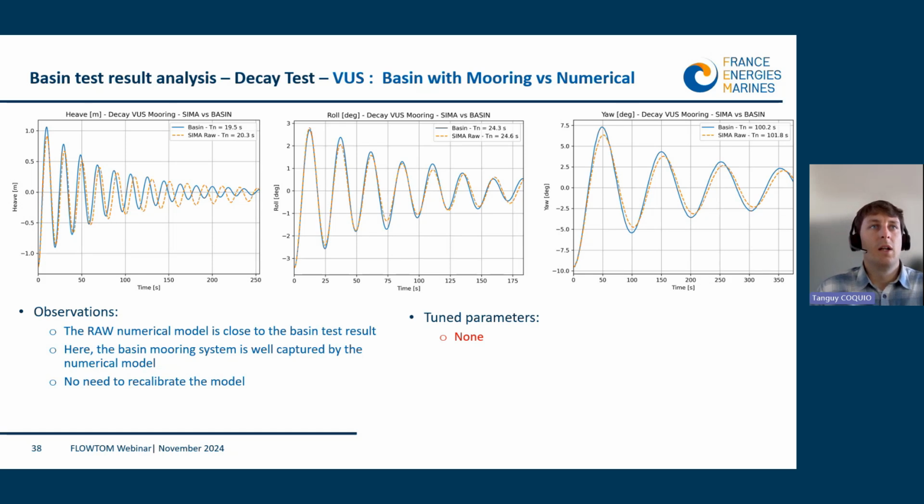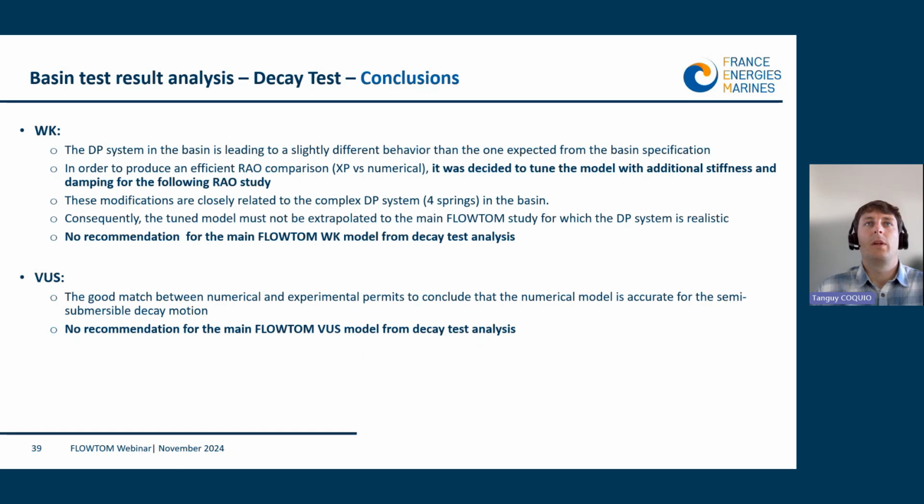rather than recalibrating all the Morrison elements. We can see that we have a small shift in stiffness for the heave on the left here, but still the first oscillations are very good, and so we decided to stay like this. So no tuned parameter for this model when I present the RAO comparisons.